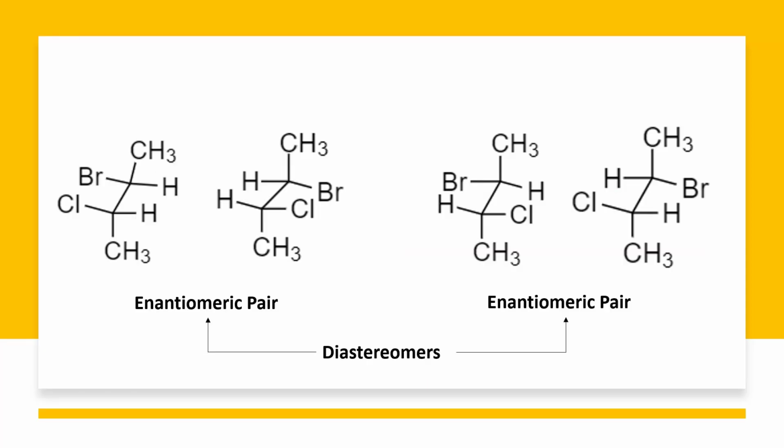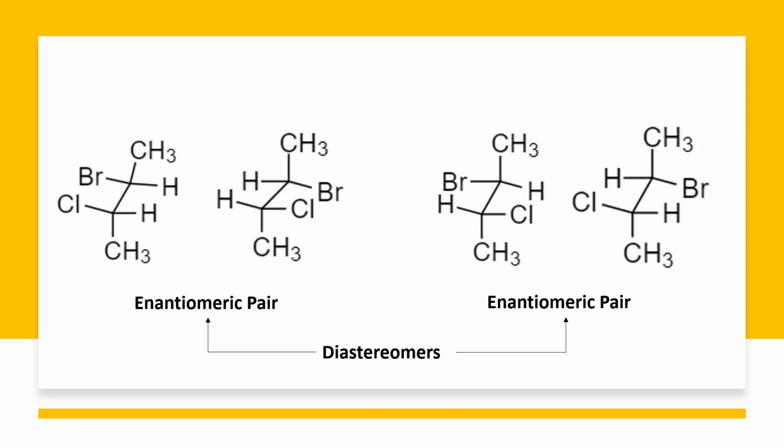This visual can help with your understanding of enantiomers and diastereomers. The enantiomeric pair on the right and on the left are both mirror images of each other. The configuration is swapped at both chirality centers. However, each enantiomeric pair is a diastereomer to the other.